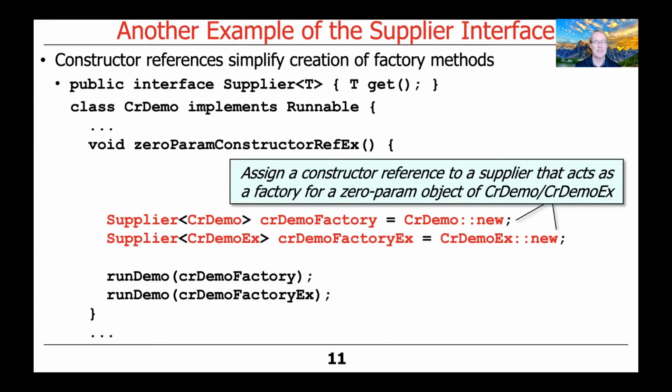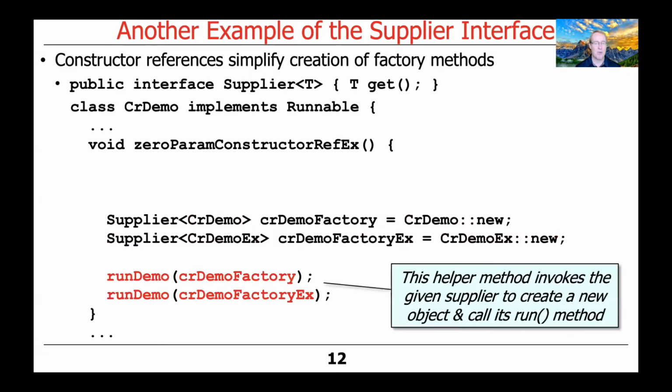The first one is parameterized by the CRDemo class, and the second one is parameterized by the CRDemoEx class. As you can also see, CRDemo factory is initialized with the CRDemo constructor reference, the zero-parameter version, whereas CRDemo factory EX is initialized with the CRDemoEx constructor reference. So now we have two local variables, both of which are suppliers, which are going to be used to reference two different classes. We're then going to call a method called runDemo.